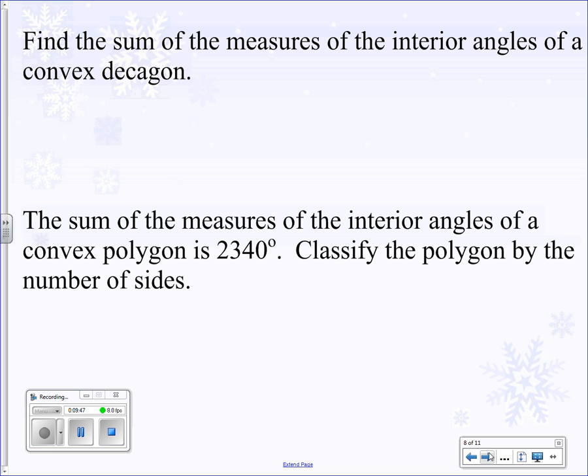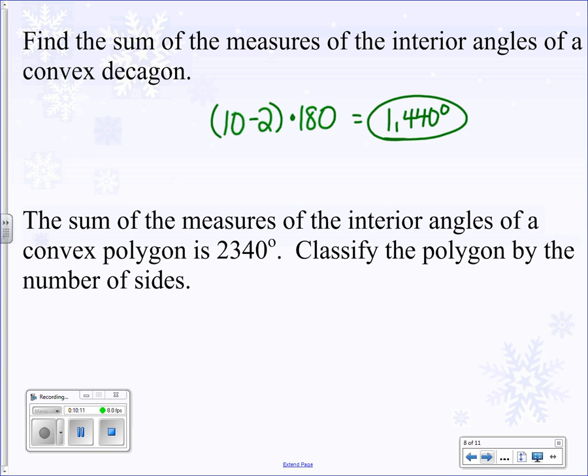So let's apply this. Find the sum of the measures of the interior angles of a convex decagon. We know a decagon has 10 sides. To find the minimum number of triangles, we're going to subtract 2 and multiply that by 180. That's going to give us a total of 1,440 degrees.